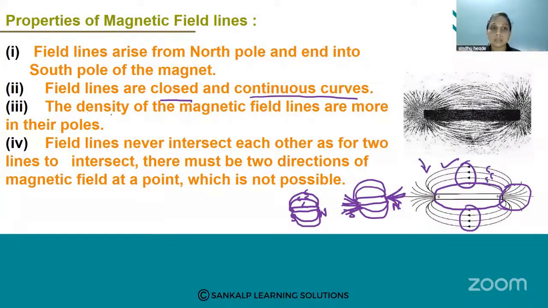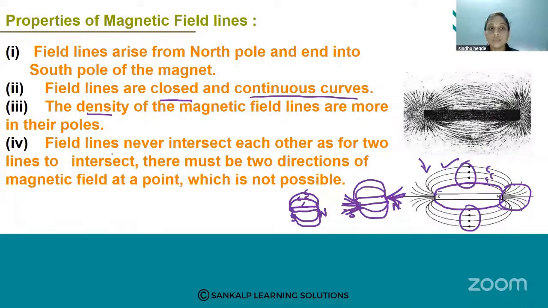Density is nothing but more magnetic field lines are generated in the poles of the magnet as compared to its surroundings. In a bar magnet, at the poles, magnetic field lines are generated more. That is called density of the magnetic field lines is more in the poles. So this is the third property and another important property.